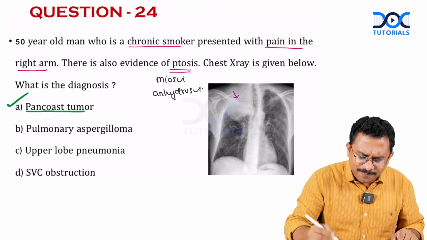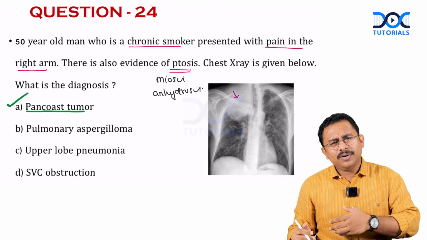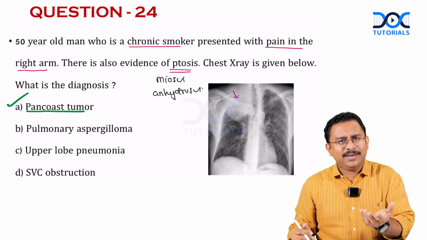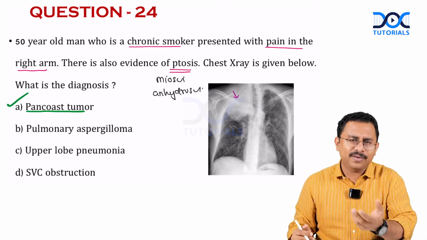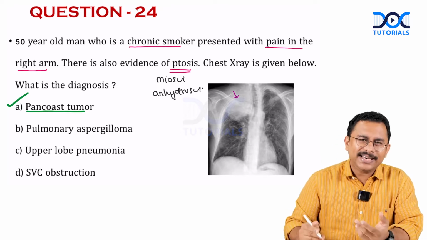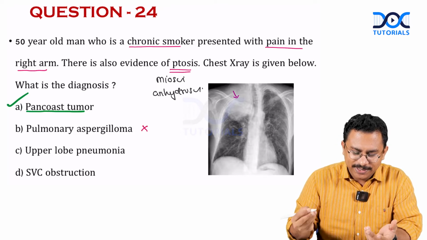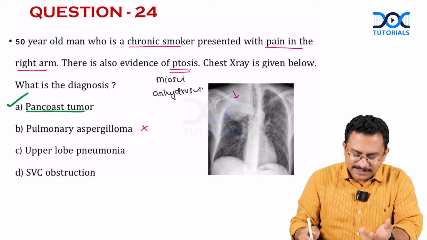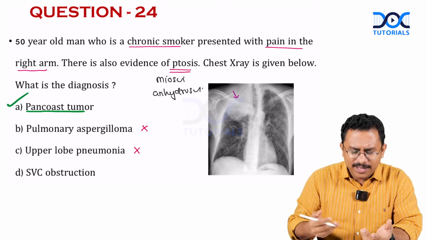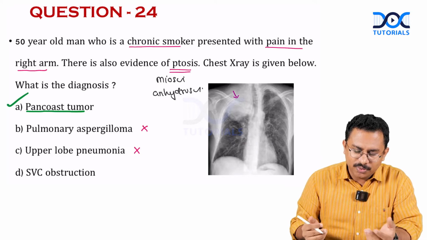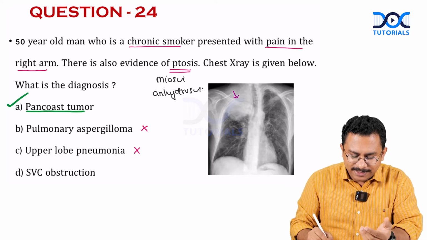Pulmonary aspergilloma, in a cavity you get the fungal involvement, is usually presenting with hemoptysis. I'm not seeing any hemoptysis, and the other manifestations are unlikely. Upper lobe pneumonia, again, Horner syndrome is not going hand in hand. So is the pain in the right arm.